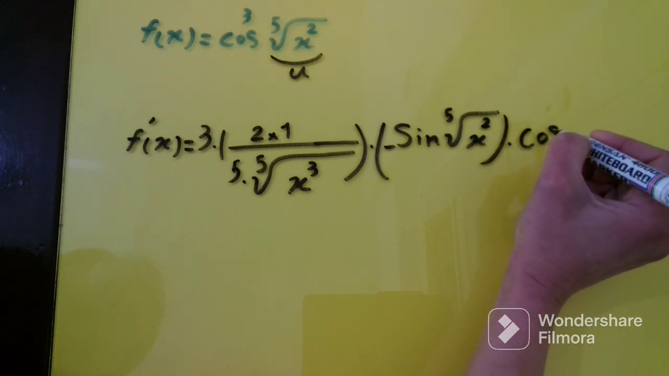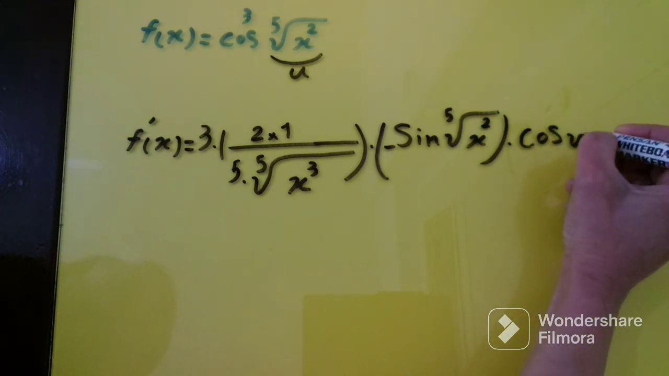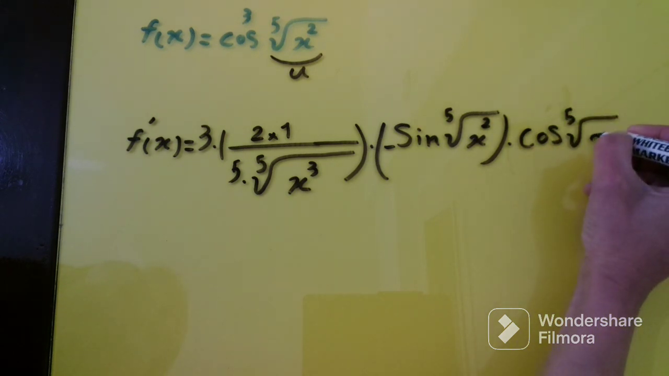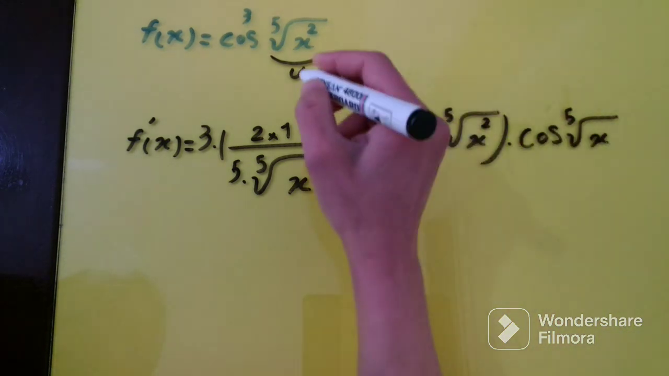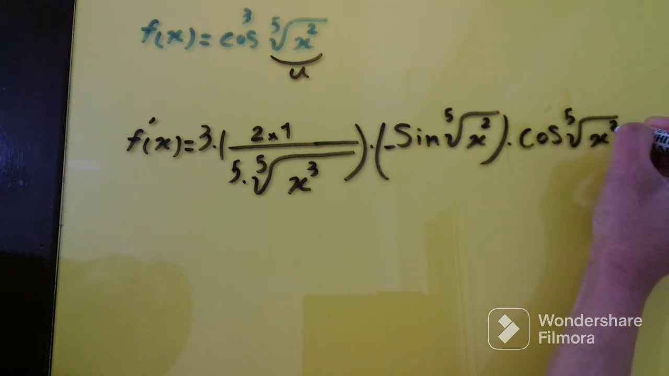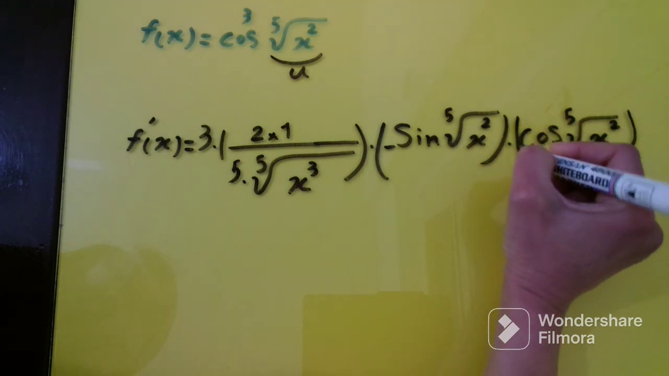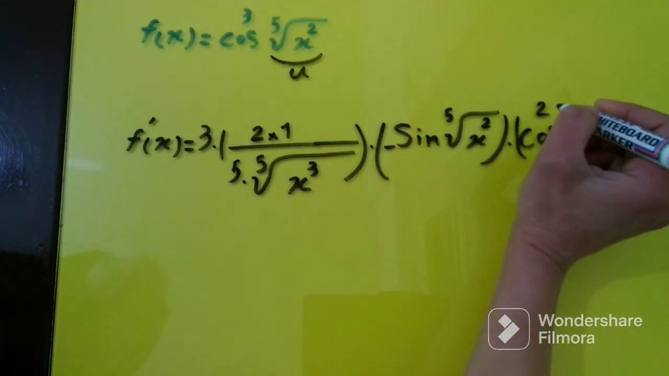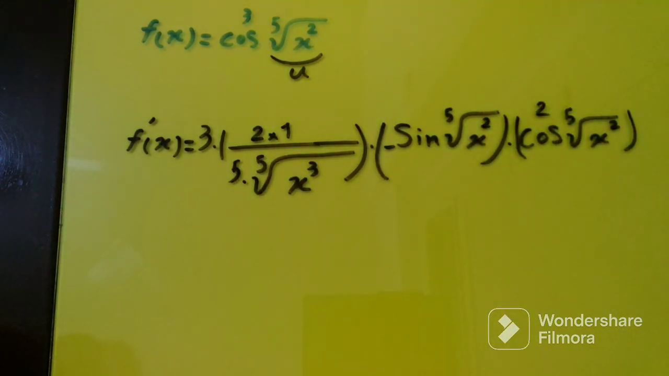It's cosine 5th root of x squared. Reduce the power by 1. It's 2. Okay guys, bye.